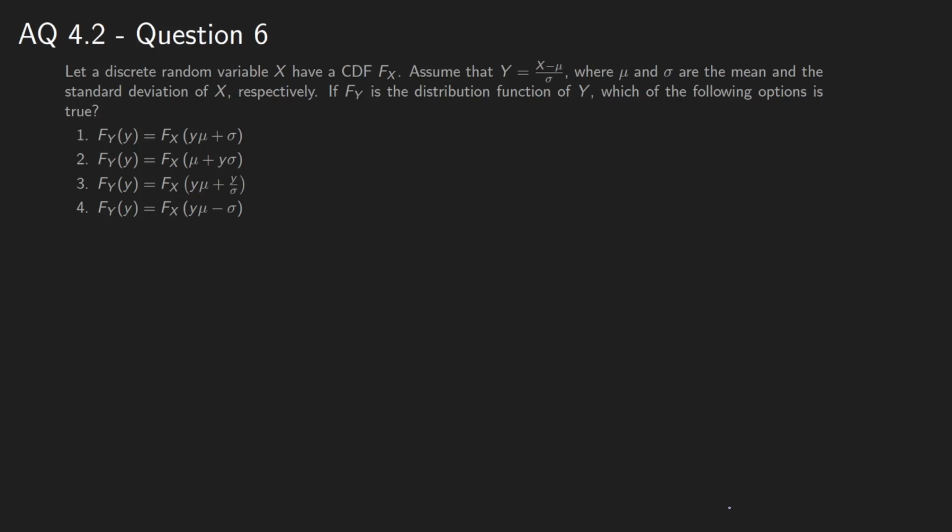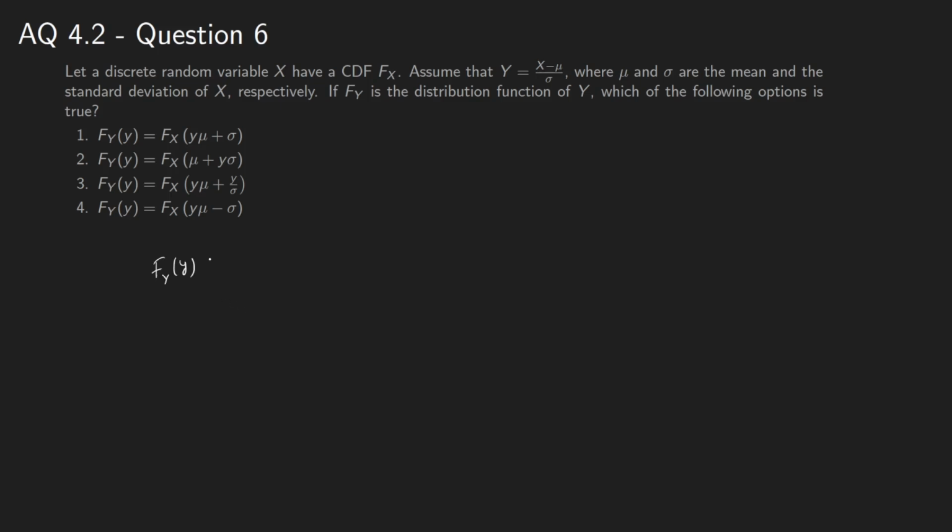In question number 6, we have been given a discrete random variable x, which has a CDF Fx. Assume that y equals x minus mu divided by sigma, where mu and sigma are the mean and the standard deviation of x respectively. If Fy is the distribution function of y, which of the following options is true? Basically we have to find the cumulative distribution function of y, that is Fy at some small y.